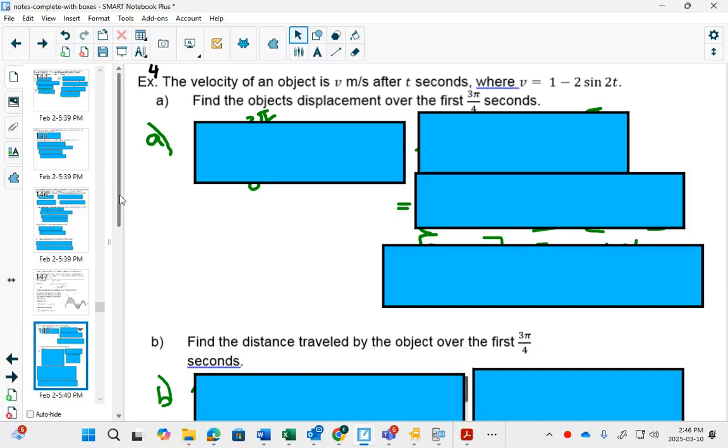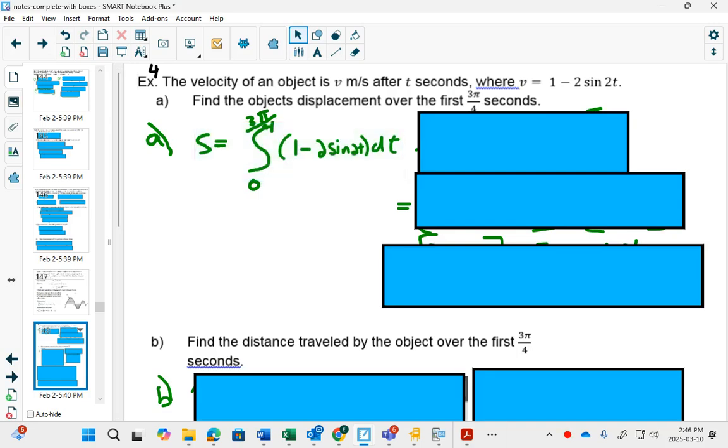So here we have a velocity equation involving sine. And we want to find the object's displacement over the first 3 pi over 4 seconds.